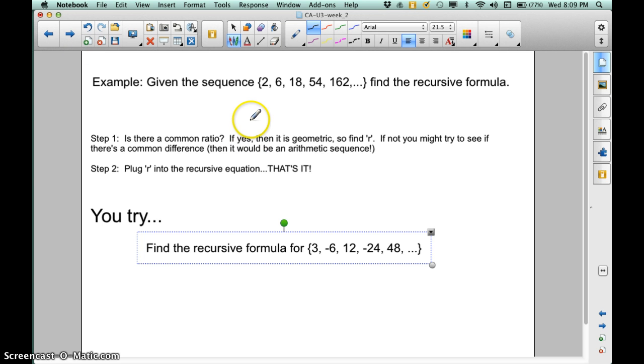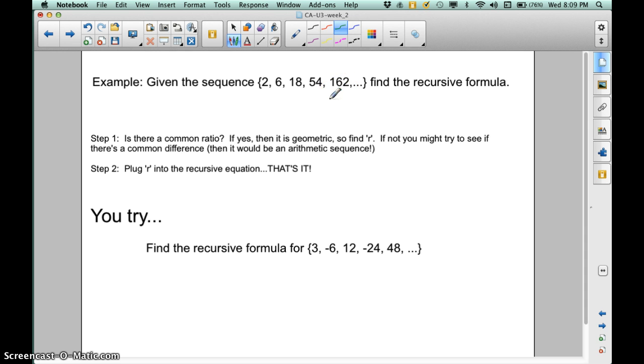Let's look at an example. We're given the sequence 2, 6, 18, 54, 162. We want to find the recursive formula. So to do that, you start at the end and you divide 162 divided by 54. You get 3. And now you need to check.